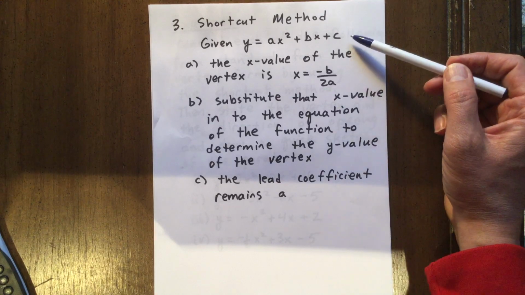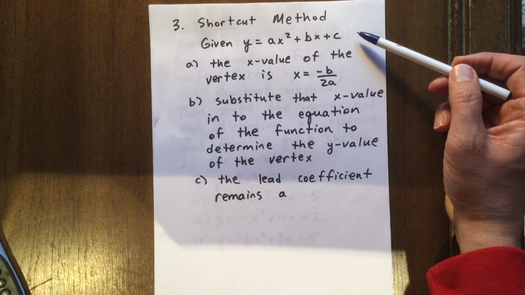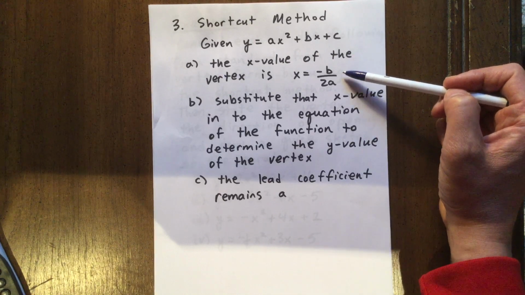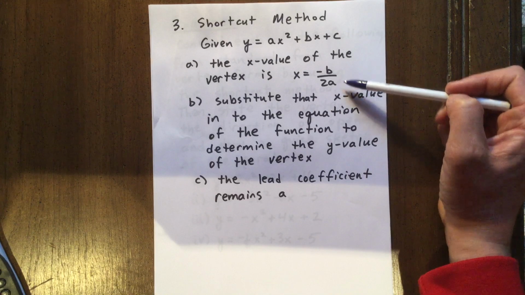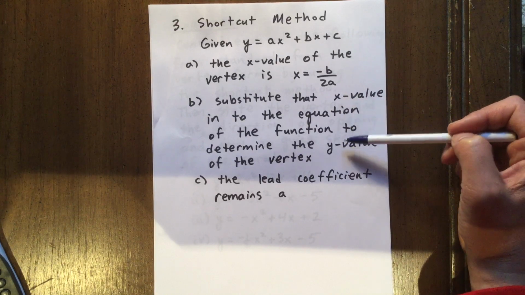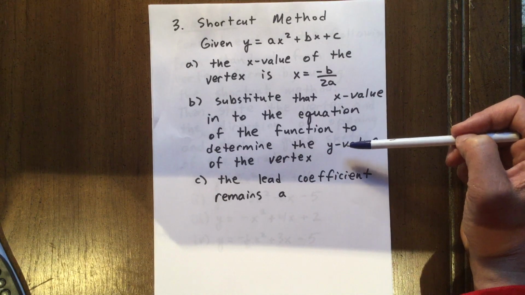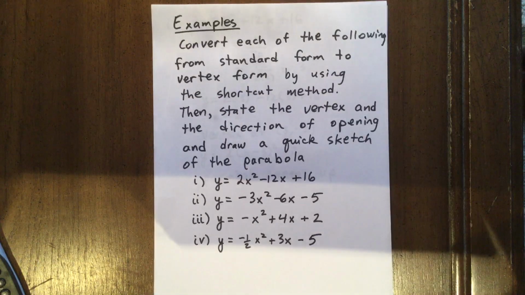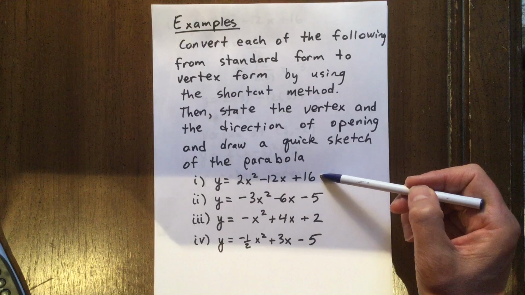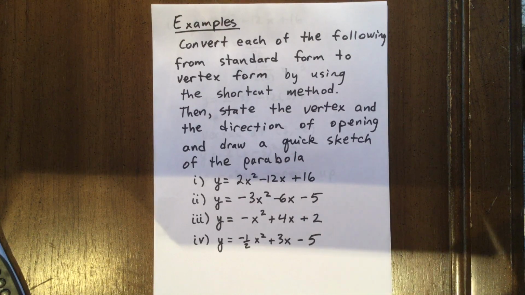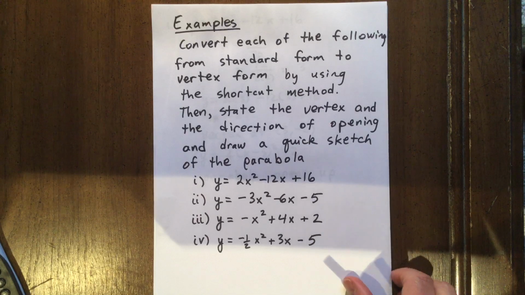When you're given an expression in standard form, y equals ax squared plus bx plus c, you know the x value of the vertex is going to be negative b over 2a. What we can then do is substitute that x value into the equation of the function to determine the y value of the vertex, and the lead coefficient remains the same. So we're going to use that method to convert each of these functions to vertex form, and then we're going to state the vertex, direction of opening, and draw a quick sketch.